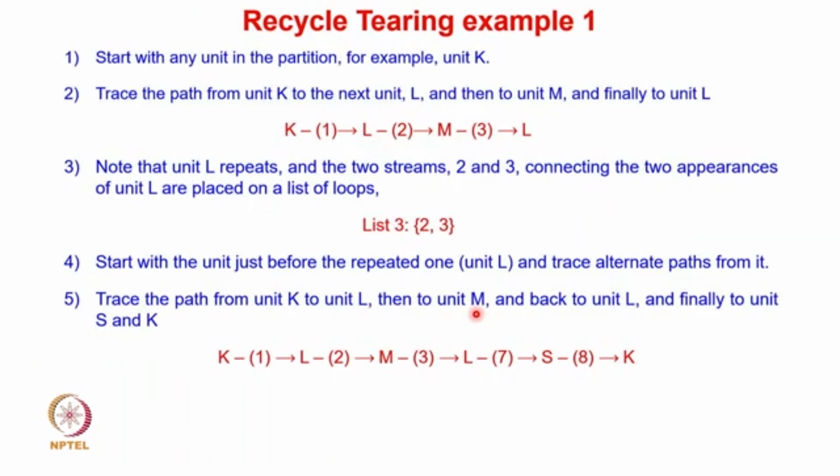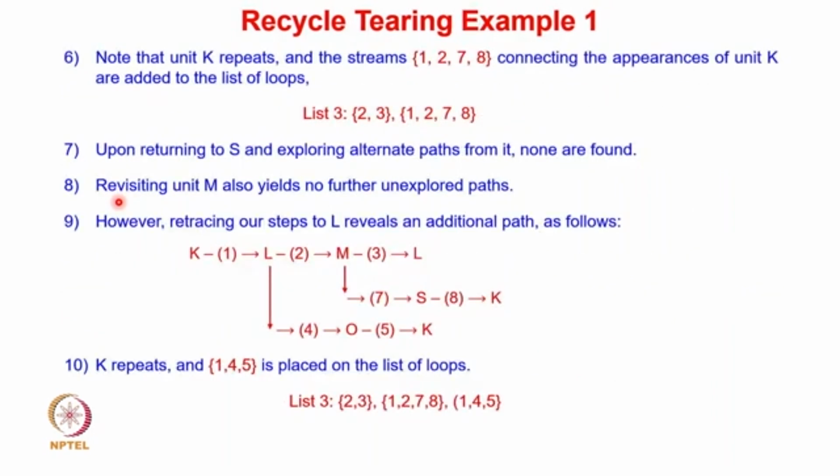So note that L repeats, and the two streams 2 and 3 connecting the two appearances of unit L are placed on the list. So here you can see that 1, 2, 7, 8 we have included here.